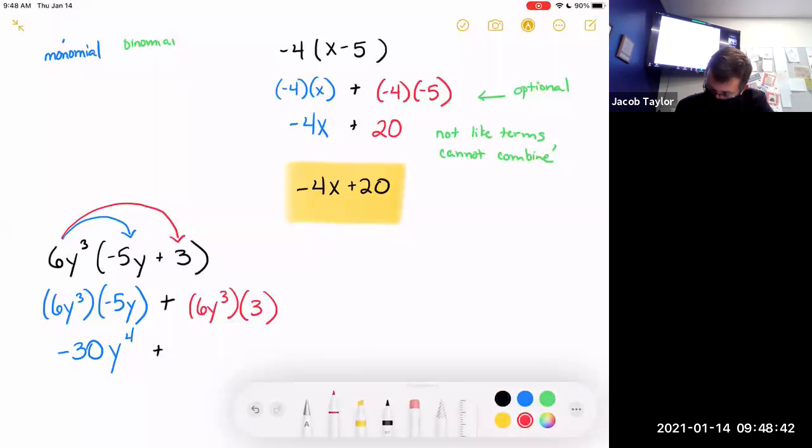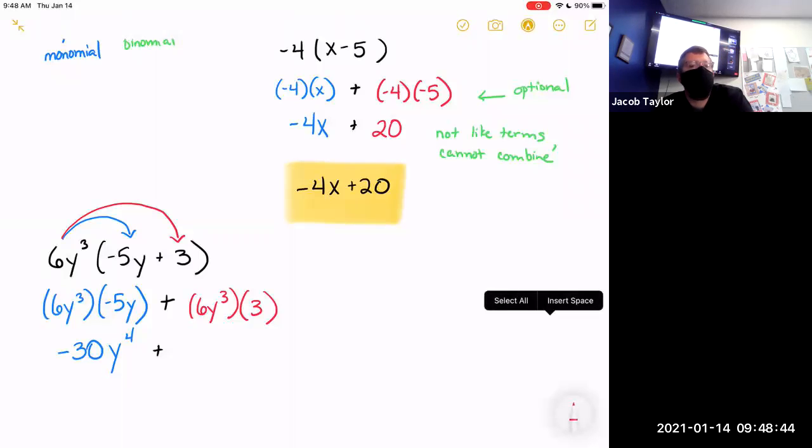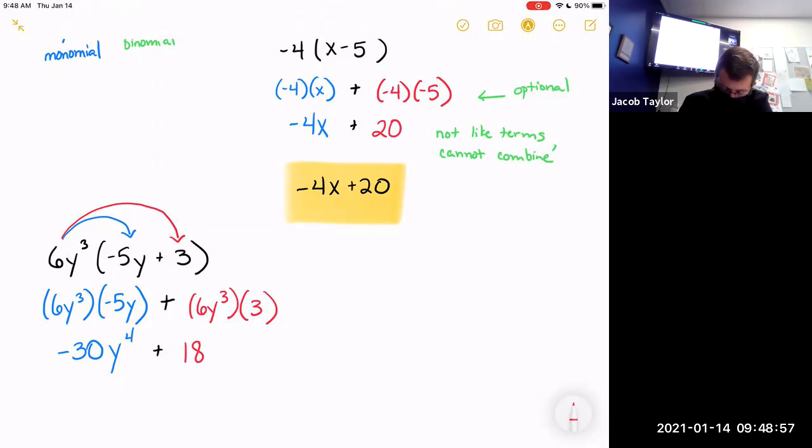Plus 6y cubed times 3. 18, because 6 times 3 is 18. And it's just y to the 3rd because we're not multiplying by anything else with a y.